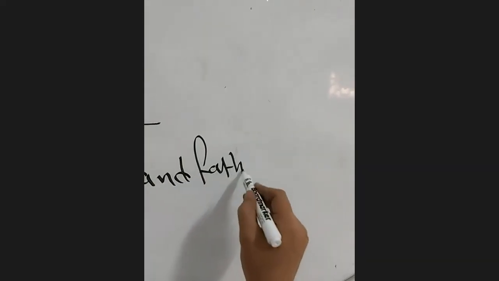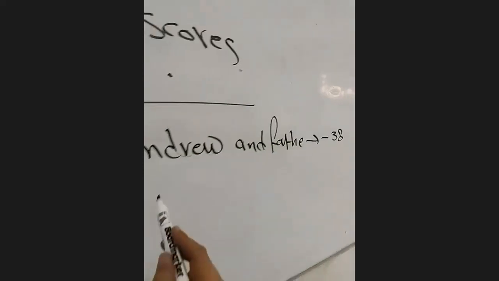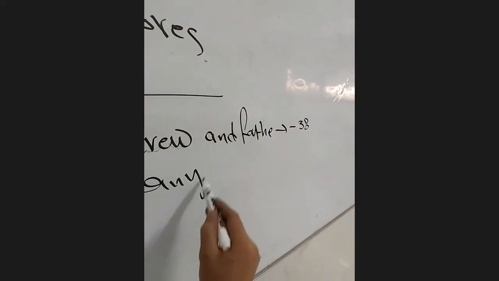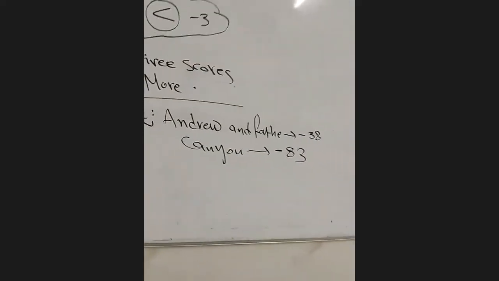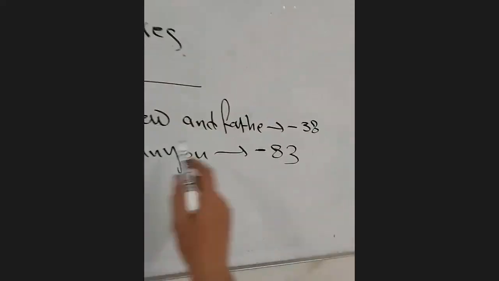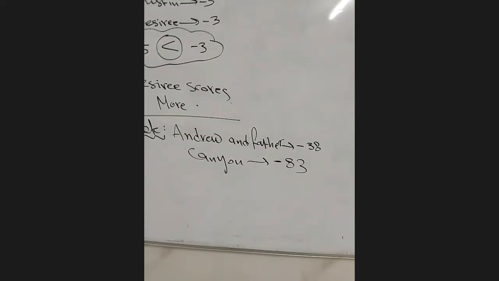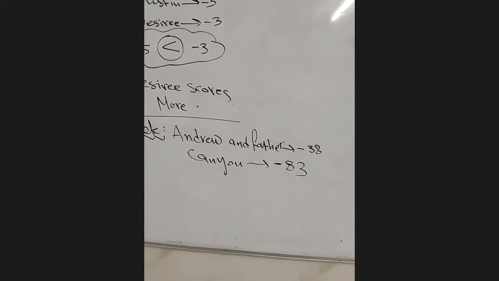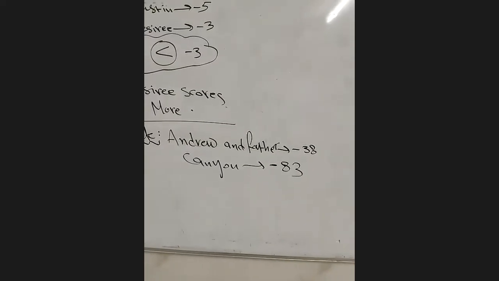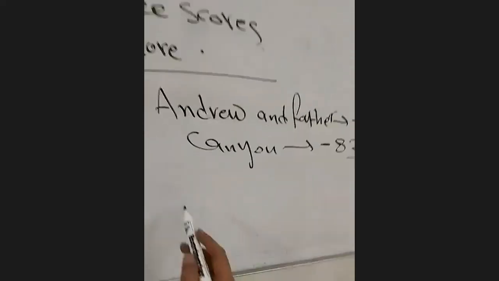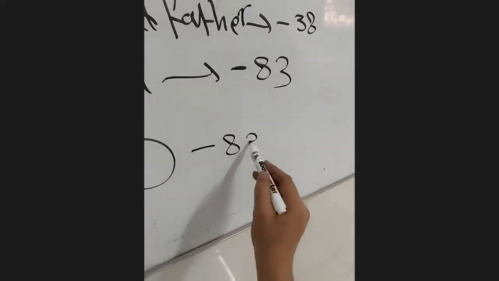Negative 83. It is negative 38. And the canyon down, it is negative 83, right? Andrew and his father, negative 38. Canyon, negative 83. Which one is bigger? Negative 38 or negative 83? Negative 38. So negative 38 is bigger than negative 83.